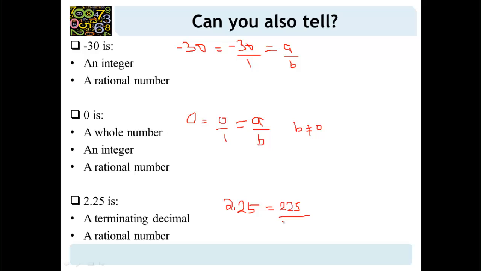Okay? We shall explain this in details in the second video. So, you see now, it is still A over B. So, it's still a rational number.